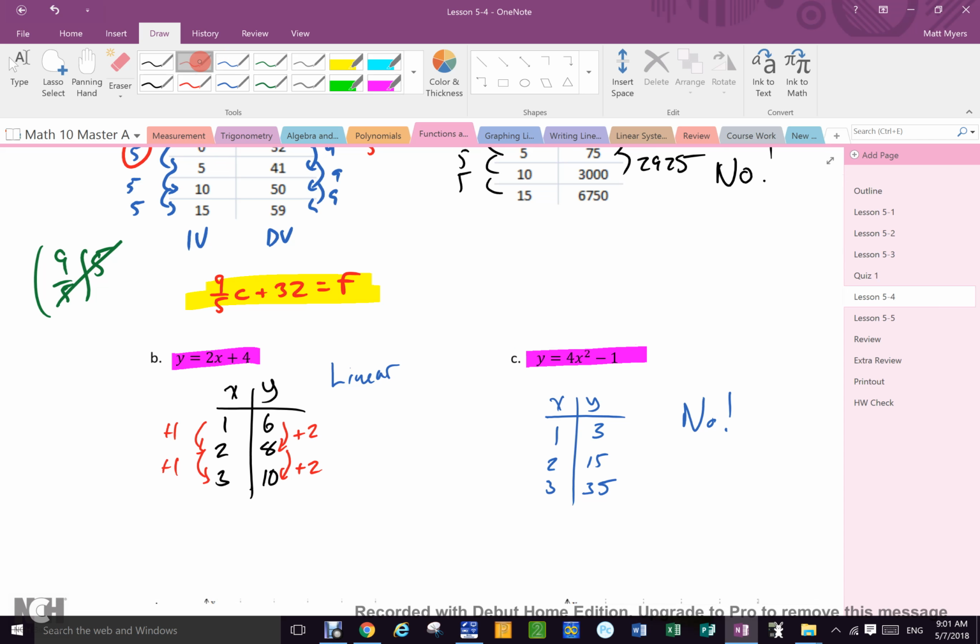The squared. Exponents in an equation make it non-linear automatically. Why? Because every time you change your x, your number doesn't double or triple, it exponents, right? So it goes from 1 squared to 1, 2 squared to 4, 3 squared to 9, 4 squared to 16. See what I'm saying?